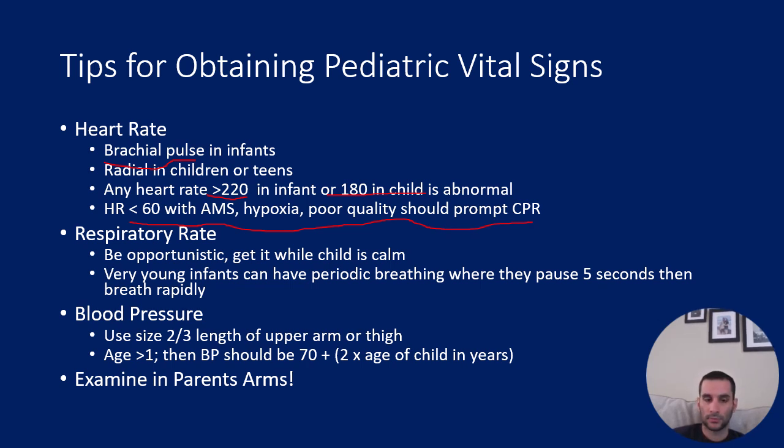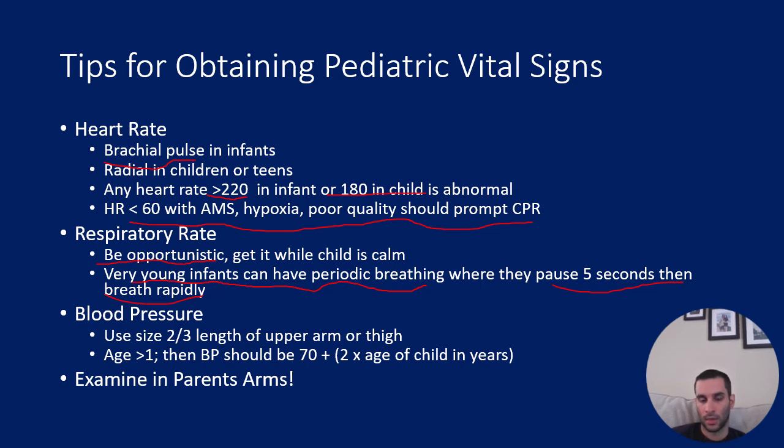Additionally, you need to be opportunistic when getting kids' vitals, because once you make them upset with stethoscopes and blood pressure cuffs, you may never have another chance to get a good respiratory rate. So try to get it while they're calm. One other kind of scary thing that, if you haven't taken care of a lot of young kids, you may not be aware of is something called periodic breathing, which are these weird pauses followed by rapid breaths. Just keep an eye out for that. Know that that can happen. If you've never seen it before, it just might freak you out a little bit. So I pointed out here that this can happen in young infants.